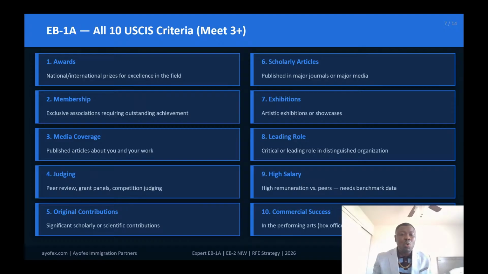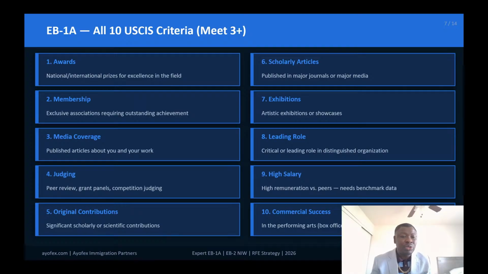And then, once USCIS sees that this is an exclusive, elite association, an association that you don't just pay to join, but you need to have some concrete, outstanding achievement before you can be admitted as a member, then USCIS can concede or accept this criterion.